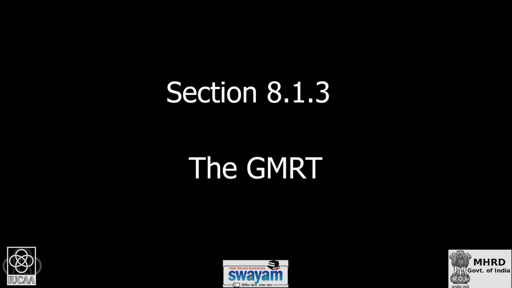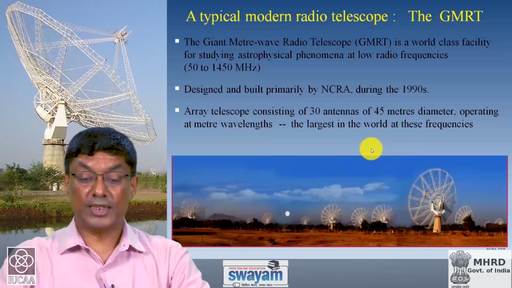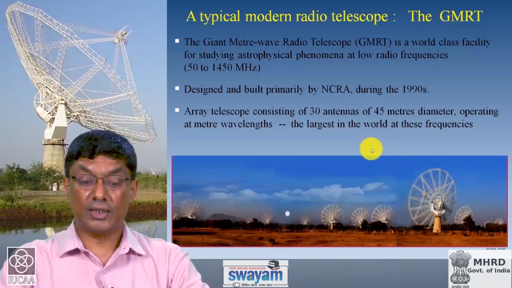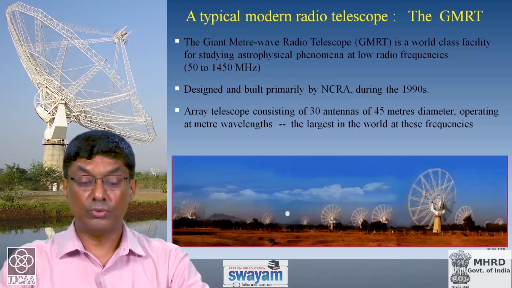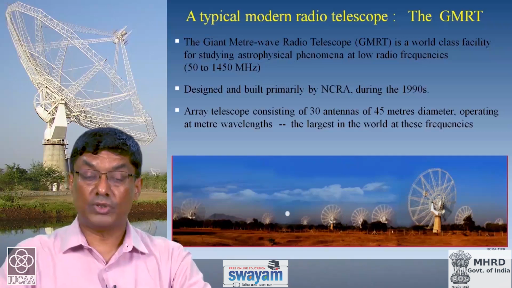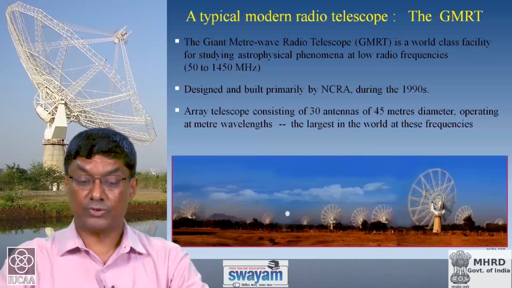So, with that we will move on to the case study of an overall radio telescope or observatory, and we will take our own GMRT as an example. The Giant Meter Wave Radio Telescope is a world class radio facility which is built by NCRA-TIFR, built during the 1990s and operational since 2002. It is specialized for low frequency applications, typically in the range from 50 to 1450 megahertz, which is towards the lower part of that large radio window that I showed earlier.